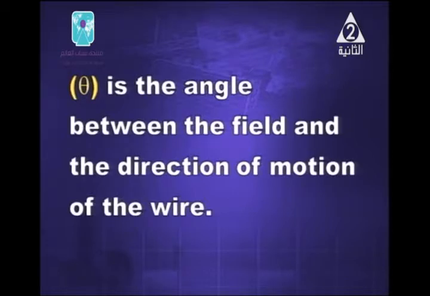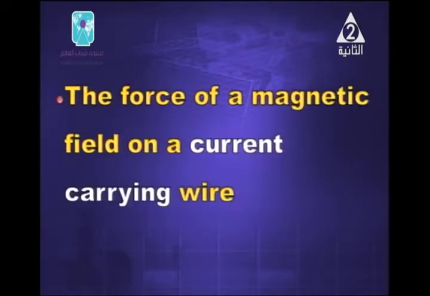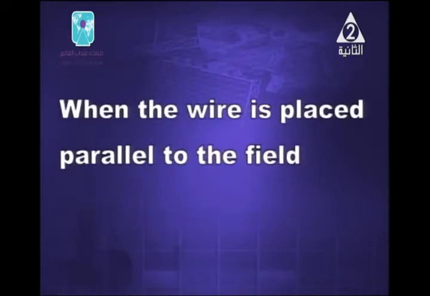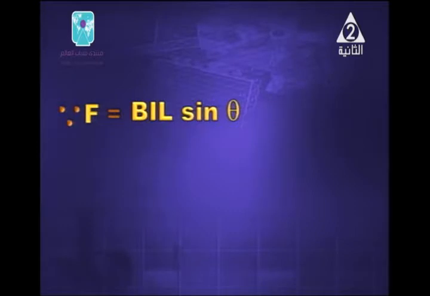When is the force of a magnetic field on a current carrying wire 0? Let me explain the question. We've got a straight wire, it is current carrying, and it is placed in a magnetic field, but no force acts on it. It happens also when the wire is placed parallel to the field. Force is determined from the expression BIL sine theta. Force equals 0 when theta equals 0.